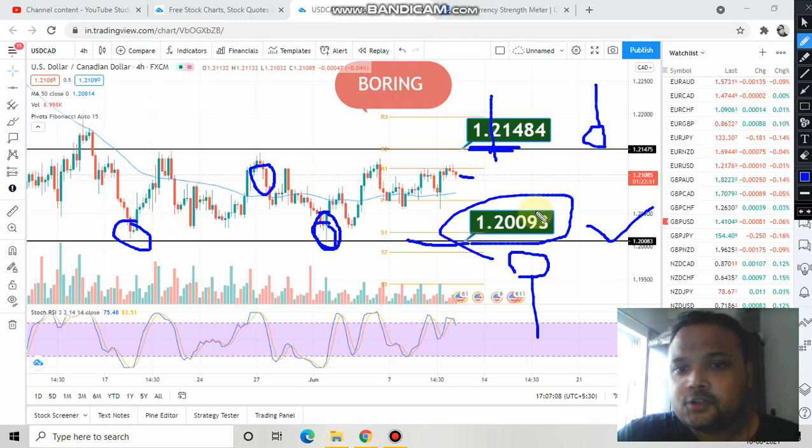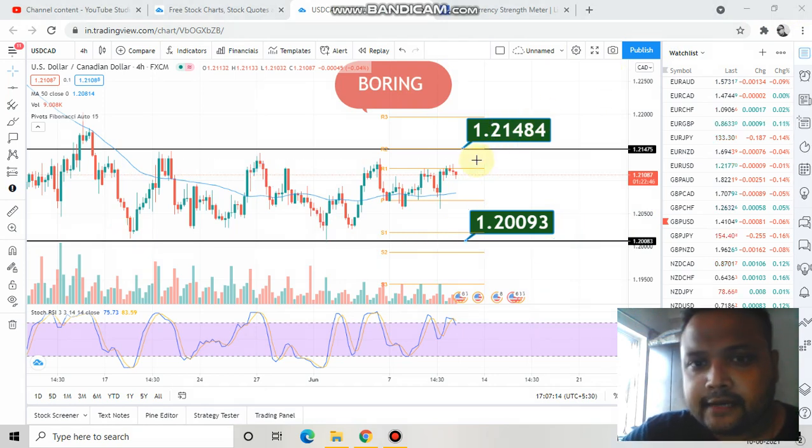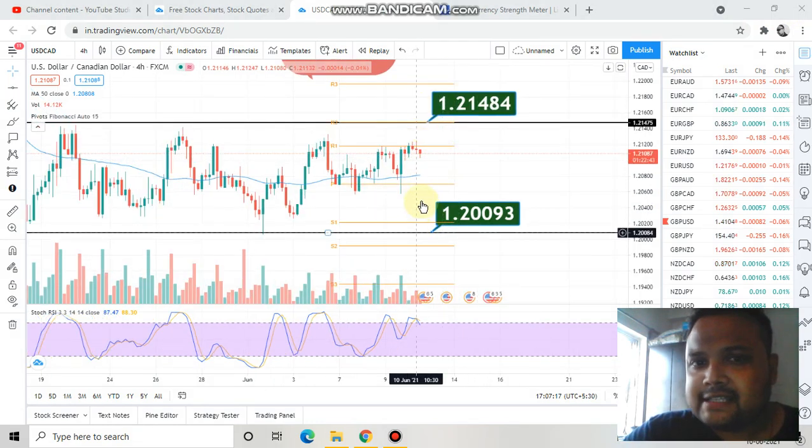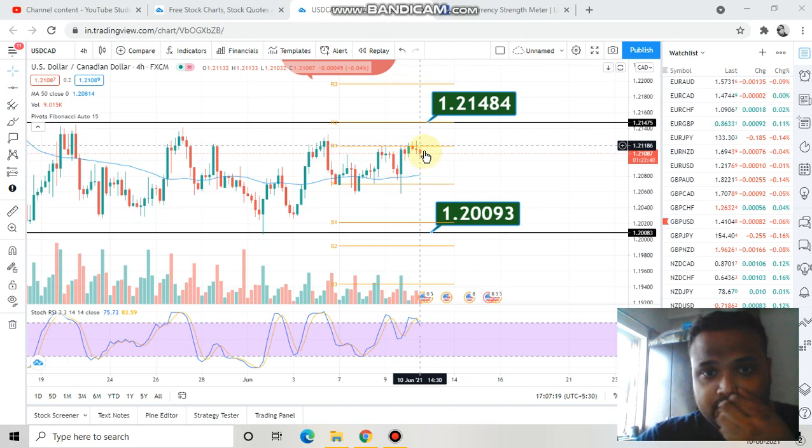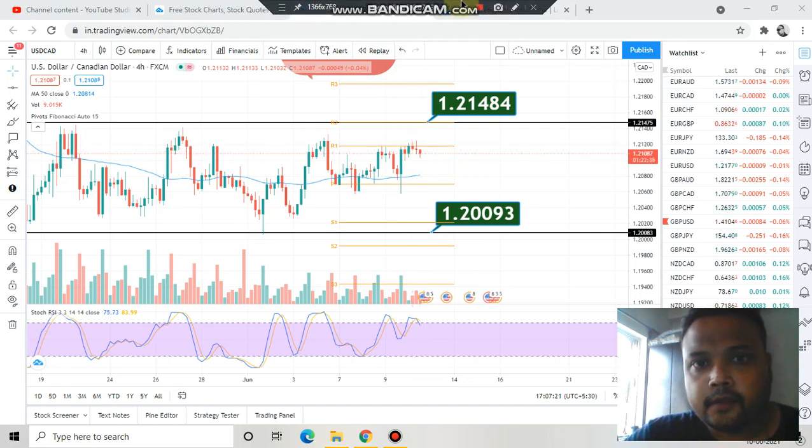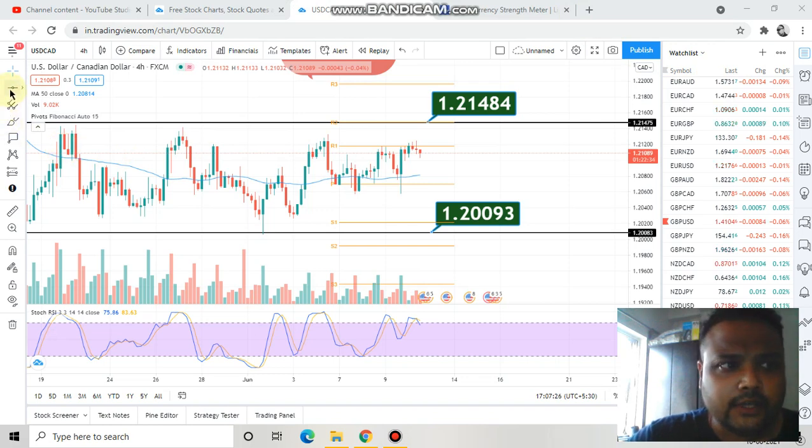So these are the two best trading opportunities in the US dollar Canadian dollar chart right now. But right now we can see that these two price levels are quite far away from each other. So what you should do right now? If you ask me, Abhilash, what should I do right now?